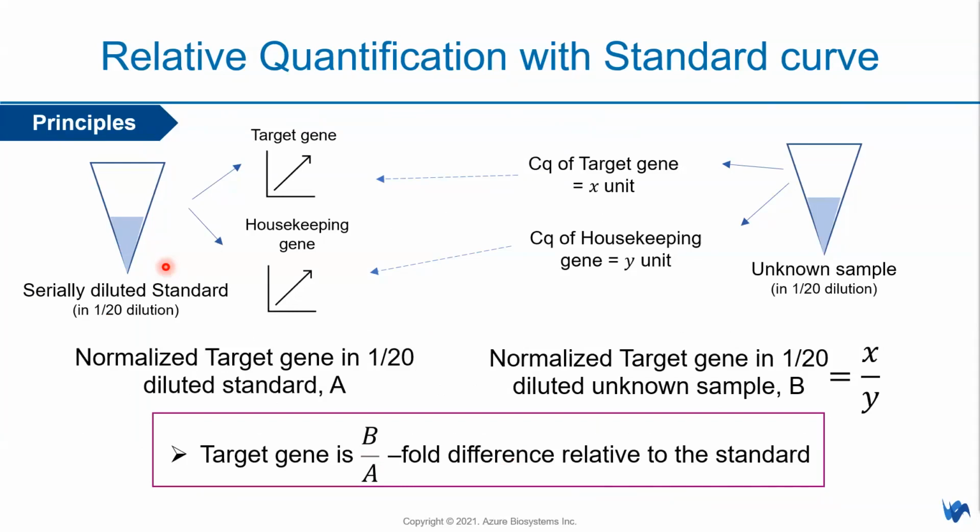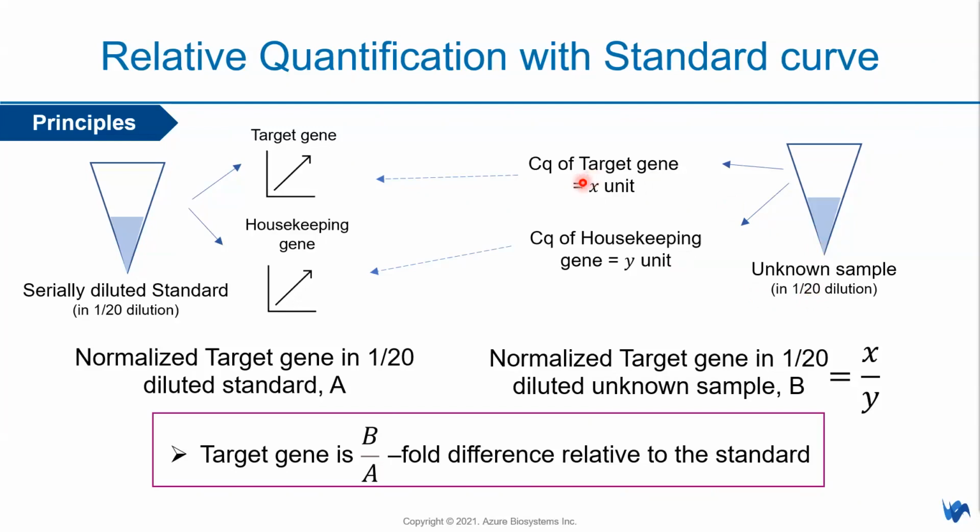You use this standard to produce two sets of standard curve, one for the target gene, another one for your housekeeping gene. Now you have two standard curves generated from a serially diluted standard, which has the same dilution factor as your unknown sample when you do your qPCR assay. When you run your qPCR assay with the unknown sample at the same dilution factor, you will get the CQ value for both the target gene and the housekeeping gene.